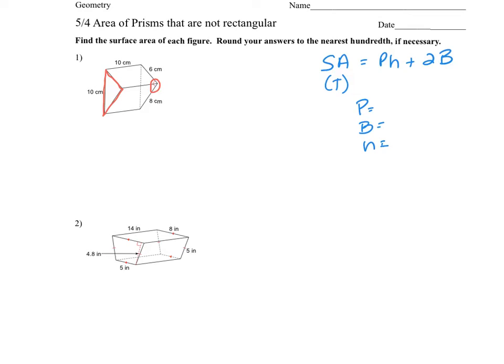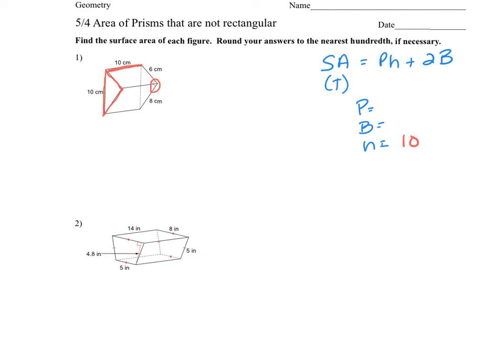So we have to find the perimeter of the base, we have to find the area of the base, and then we have to find the height of the prism. So you're going to take this prism and sit it on the table where the triangle is touching the table, okay? When you do that, this is how tall it is, this 10. So your height is 10.